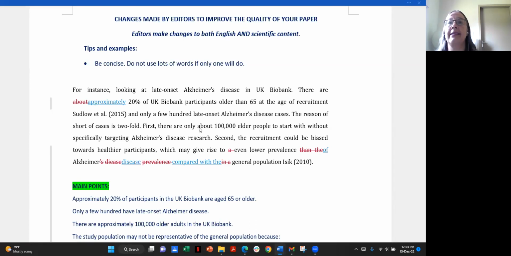The reason of short cases is twofold. First, there are only about 100,000 elder people to start with, without specifically targeting Alzheimer's disease research. Second, the recruitment could be biased towards healthier participants, which may give rise to an even lower prevalence of Alzheimer's disease compared with the general population. And they've put another reference over here. So that's quite a wordy paragraph. It's got a lot of information in it, but it is a bit confusing to work out what the author is trying to say.